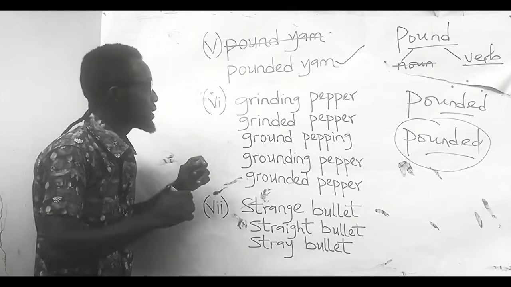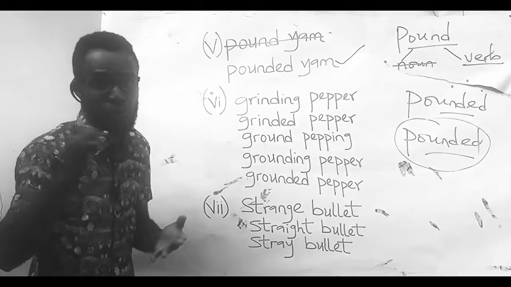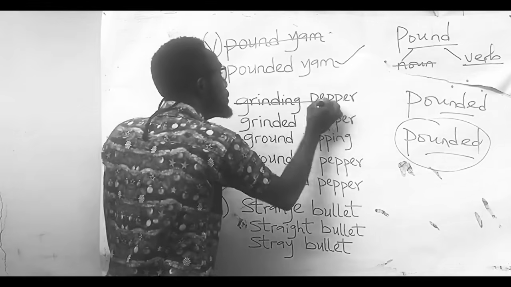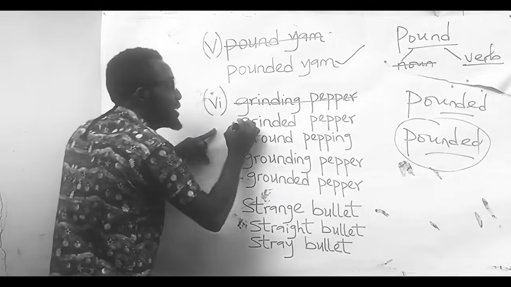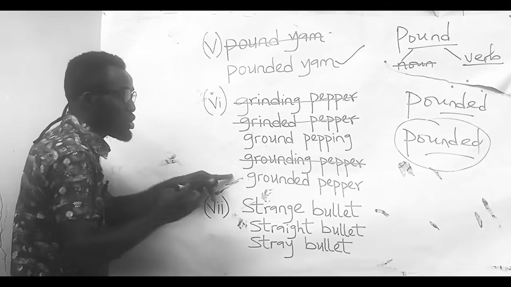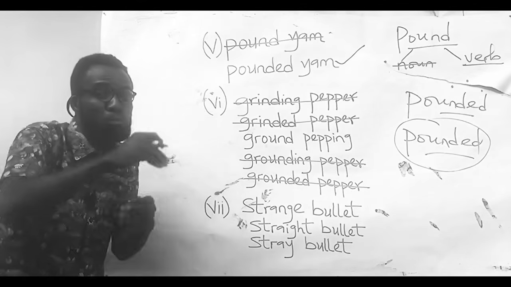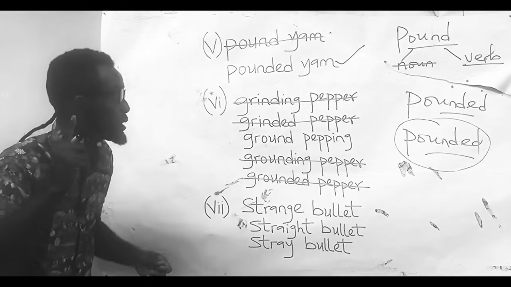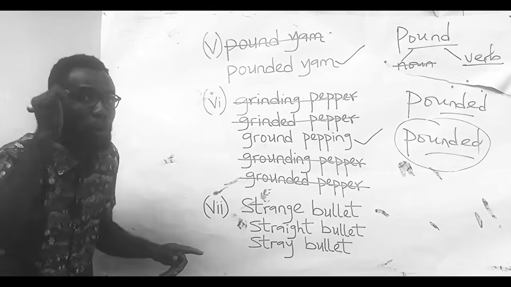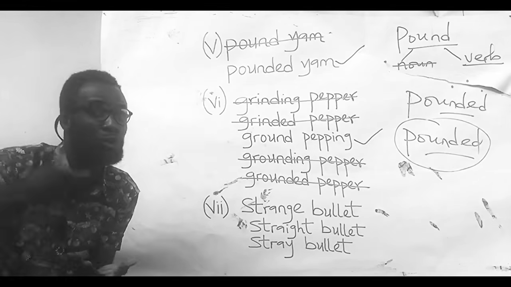Let us continue. Pepper that has been reduced to small particles or powder by crushing it is not called grinding pepper. It is not called grinded pepper. It is not called groundy pepper. It is not called grounded pepper. It is actually called ground pepper. She went to the market and bought some freshly ground pepper.